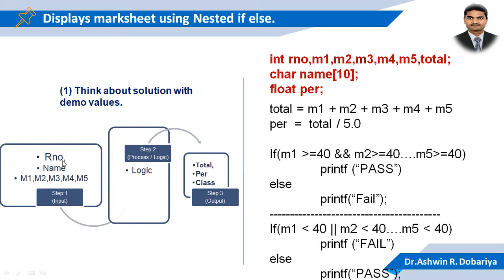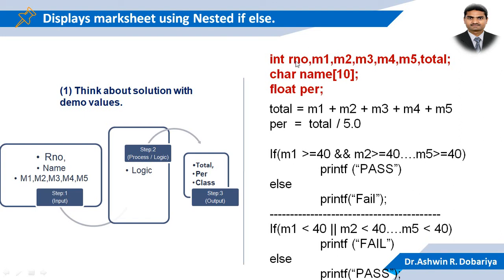To input a roll number and name we have taken 2 more variables. Then to calculate the sum we require a total, and to calculate the percentage we require one more variable. So overall we need to declare 5 plus 4 variables in this program. The first step is to think about how many variables we require to write this program, and here we have declared all the required variables with the appropriate data types.